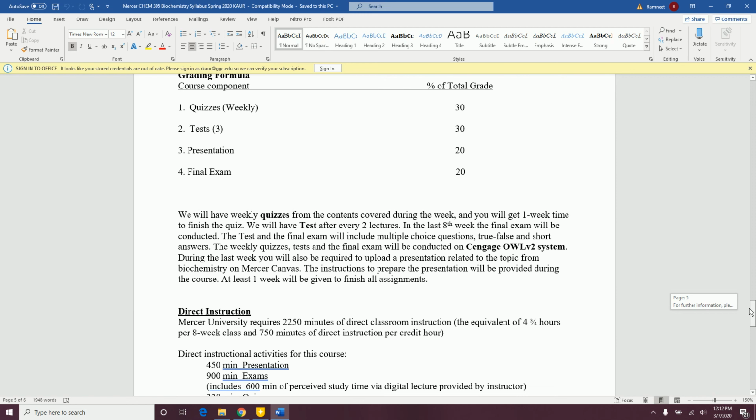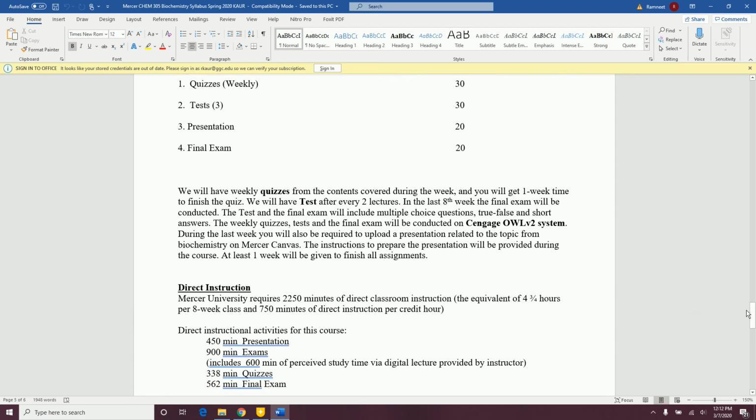We will have weekly quizzes from the contents covered during the week, and you will get 1 week to finish each quiz. We will have tests after every 2 lectures. In the last week, the final exam will be conducted. The tests and the final exam will include multiple choice questions, true/false, and short answers. The weekly quizzes, tests, and final exam will be conducted on the Cengage OWL-V2 system.